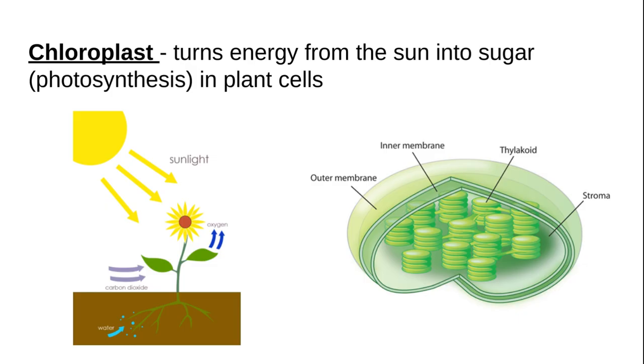All right, the chloroplast, responsible for making all the green in our plants, turns energy from the sun into sugar. So it does photosynthesis. Photosynthesis takes sunlight, takes carbon dioxide, and makes sugar and oxygen. But basically, it's making food for the plant using sunlight.